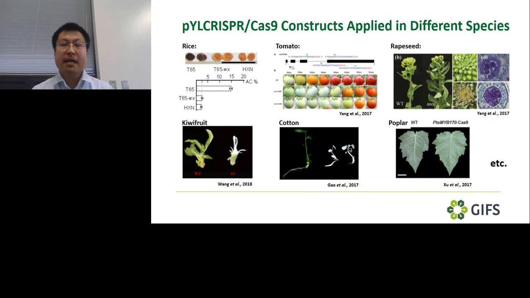We spread this vector and construct to multiple laboratories, and they applied it to other very interesting species, for example tomato, rapeseed, kiwi fruit, cotton, poplar, etc. Here are some of the publications resulting from our constructs.